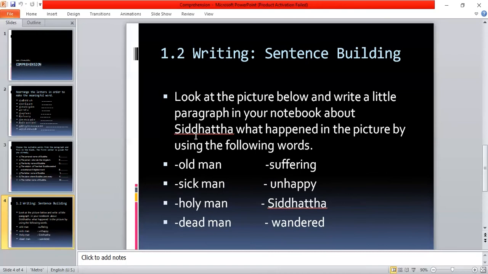So I believe that you can do it, and you can write a little paragraph, a small paragraph, that comes out with the same result by looking at the picture. Okay.